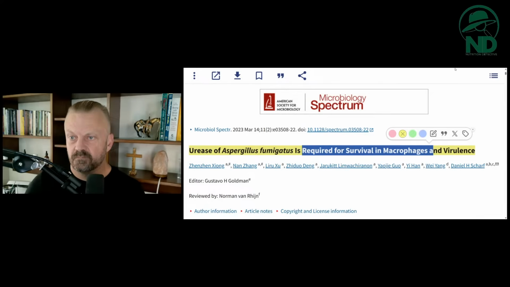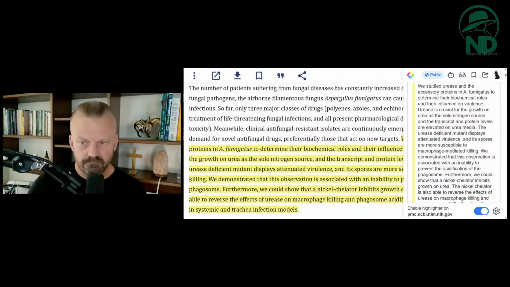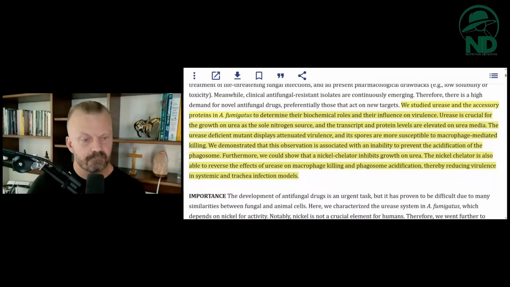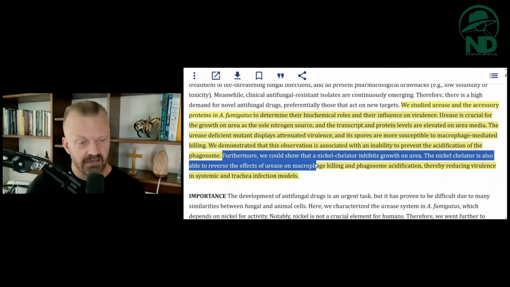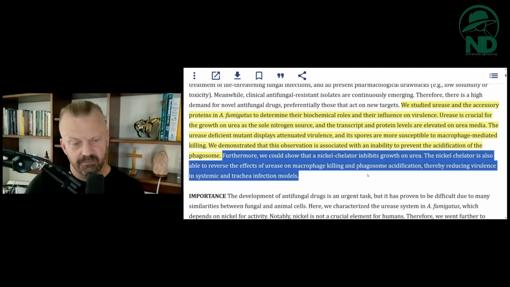Okay. Now, I'm going to hit on this quick. Furthermore, we could show that a nickel chelator inhibits growth of this fungus on urea itself. The nickel chelator is also able to reverse the effects of urease on macrophage killing. Macrophages are white blood cells, Joe, and phagosome acidification, thereby reducing virulence in systemic and trachea infection models.